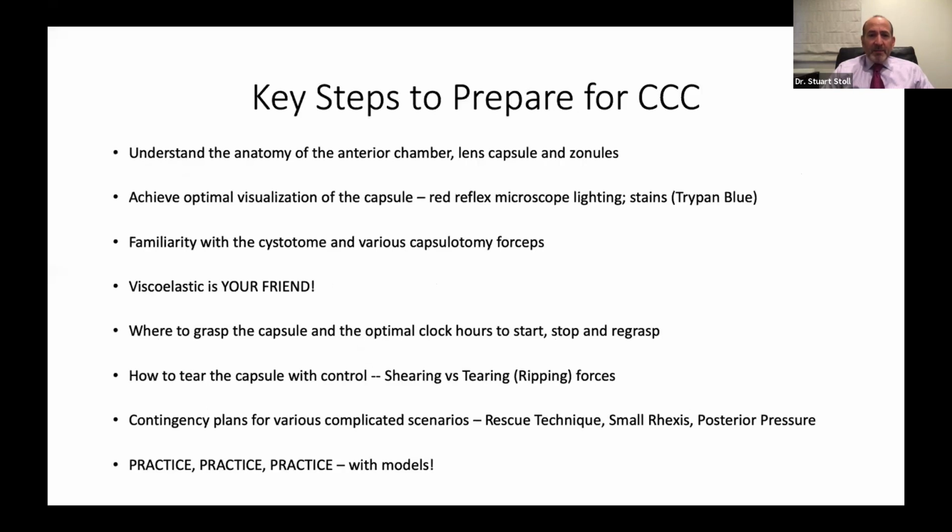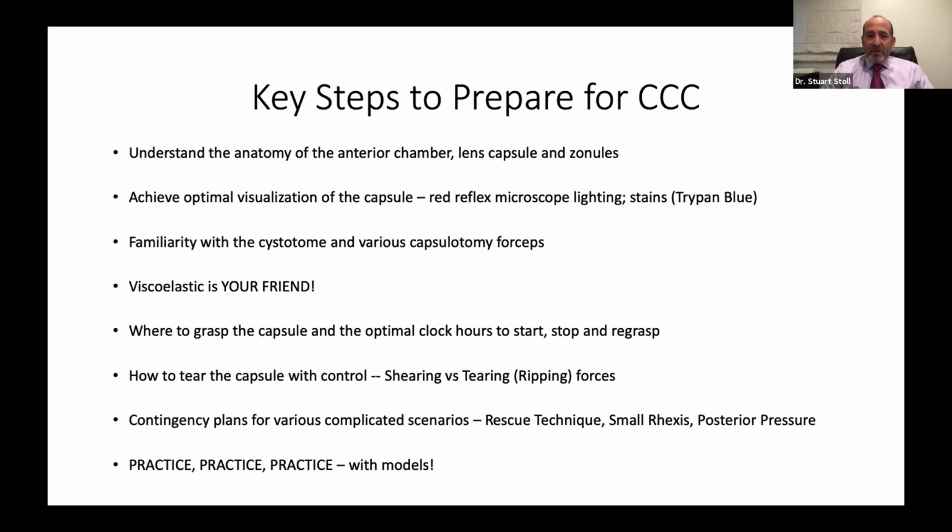So there are key steps to prepare for the CCC. Obviously, you have to understand the anatomy of the anterior chamber, the lens capsule, and the zonules, because those are all interacting together when we're doing the capsulotomy. You have to be able to achieve optimal visualization of the capsule.